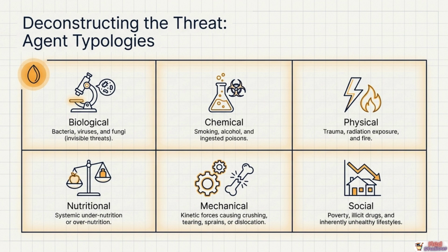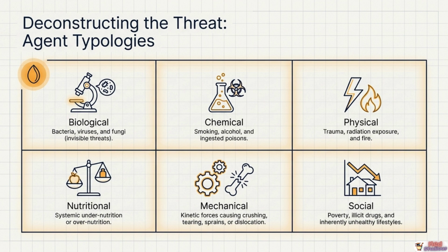Chemical agents encompass the toxicological threats of smoking, alcohol, ingested poisons, pesticides, heavy metals, and occupational chemical exposures. The direct causal link between tobacco smoking and lung cancer, cardiovascular disease, and chronic obstructive pulmonary disease is one of the most robustly established agent-disease relationships in all of medicine.